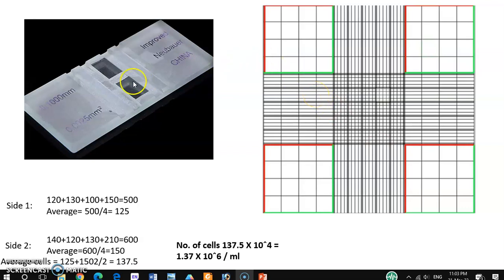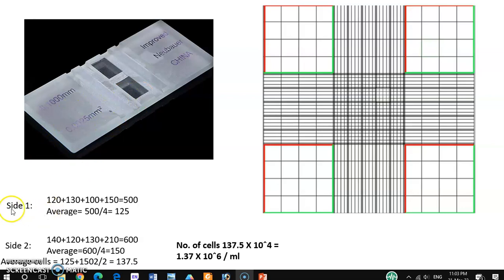So this is one side where you get this kind of square, and you will also get this kind of square on the other side. So in both sides you get this kind of square, 1, 2, 3, 4. In total, on both sides you will find 8 squares, and in these 8 squares you should count your cells.